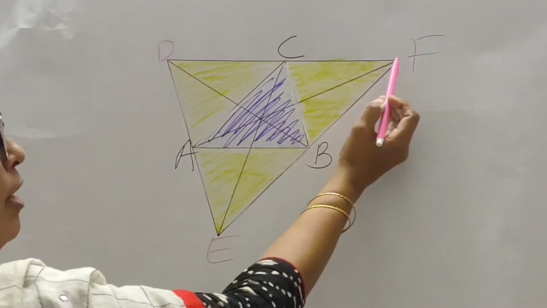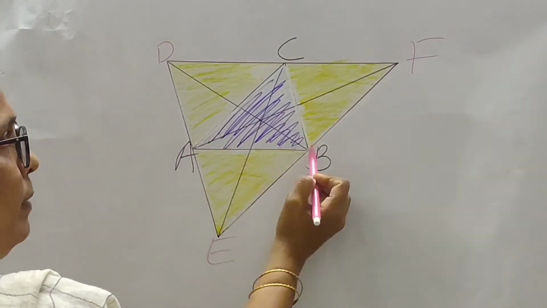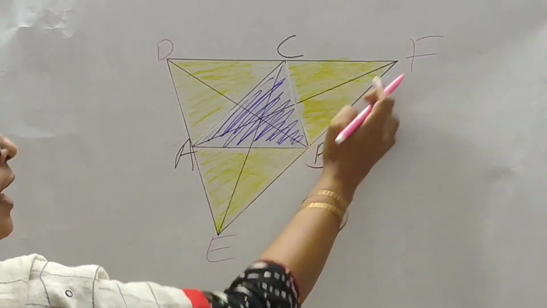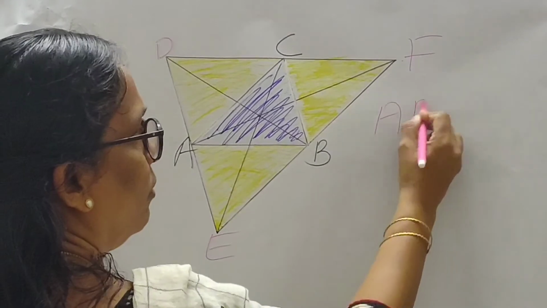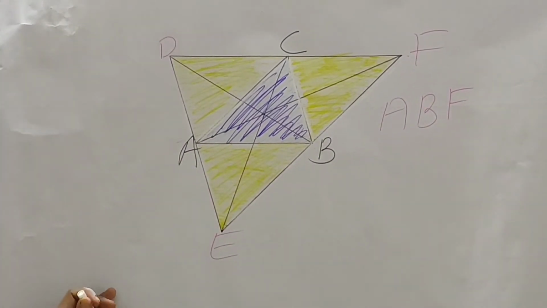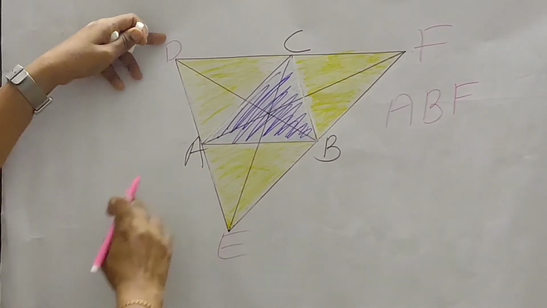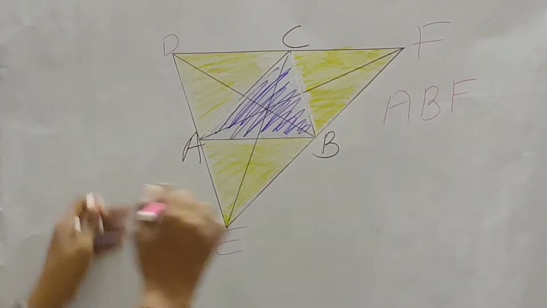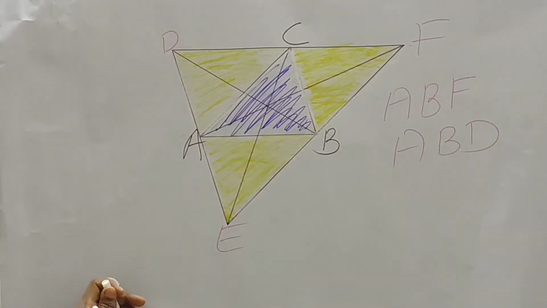Yes, here F is on the parallel line, so we can join ABF. ABF means AB is the same base and F is on the parallel line. Now we get a triangle ABF with the same area as triangle ABC. And on the left side also, D is again on the parallel line. So here also we get one more triangle, ABD, with the same base AB. This also has the same area as triangle ABC.